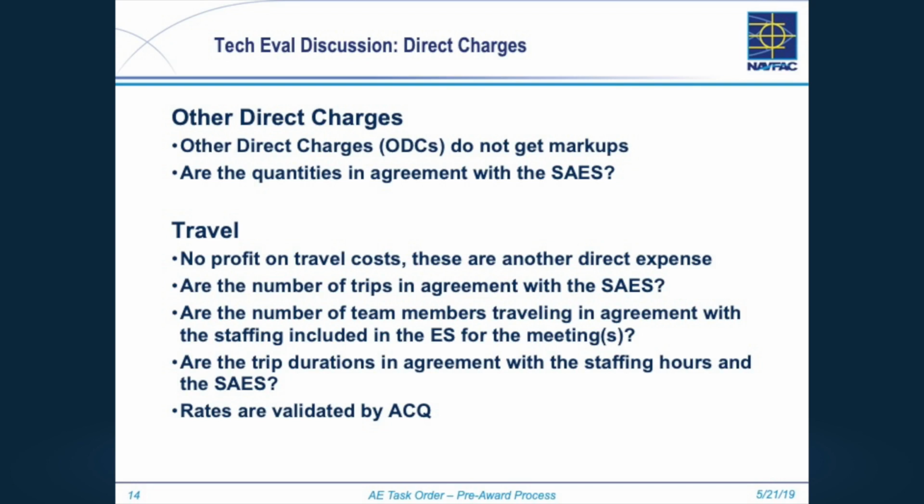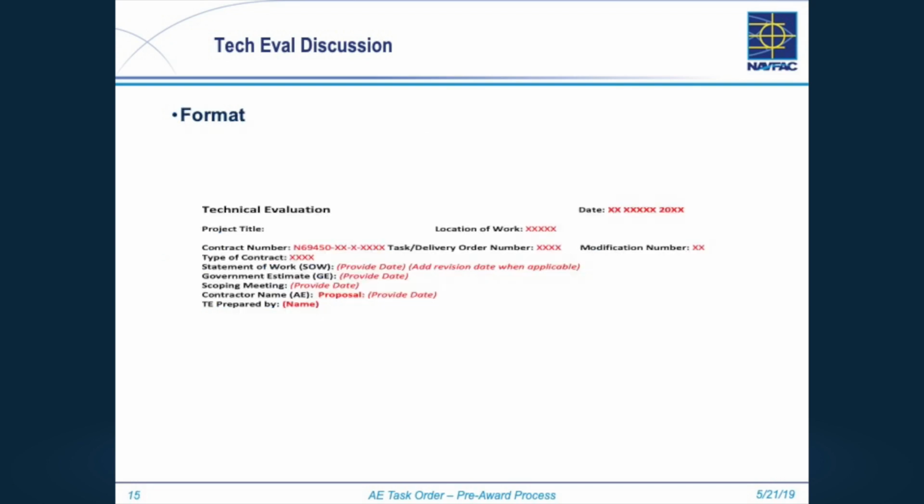Here's your travel. There's no profit on travel. We, as the technical people, are looking at, do the number of trips agree with the number of meetings and the number of people? Do all the numbers track? Are the right people going to the right meetings? The rates are validated upstairs by acquisition. So you don't need to be Googling, well, what's the plane fare from Jacksonville to Pensacola? Is that a reasonable flight? Those types of things. Or do they have the right per diem? Or the right hotel rate? Or the right mileage rate? That's not our piece. We don't need to do that. But we do need to talk about the right people going the right way.